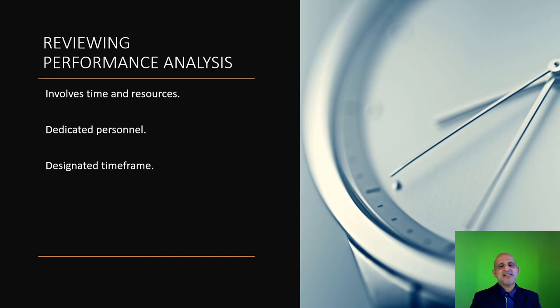Upon completion of data analysis, a laboratory manager generally moves on to analysis and interpretation of the data and review of performance. Now, this process involves time and resources, and it must be done by dedicated personnel within a designated time frame. What this means is that the management must allocate a specific individual or a group of individuals to conduct performance analysis and give them a designated time frame. Let them focus on one specific task before moving on to another one in order to ensure the integrity of performance analysis.